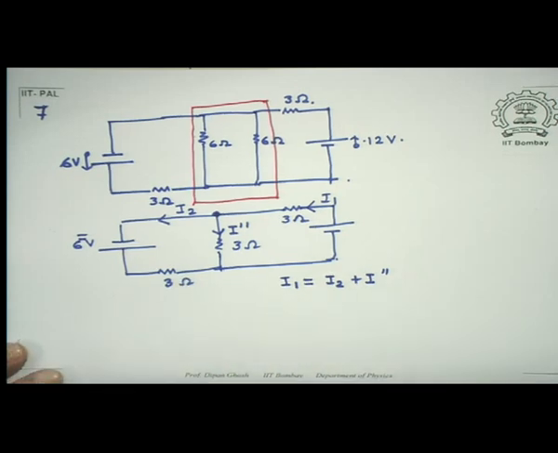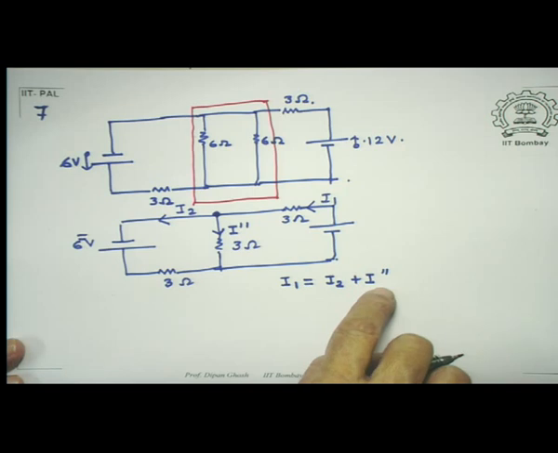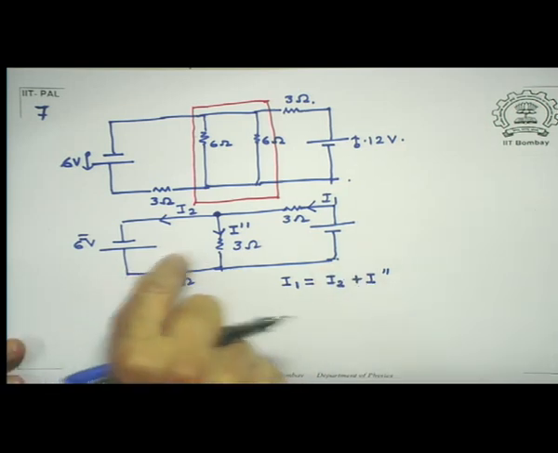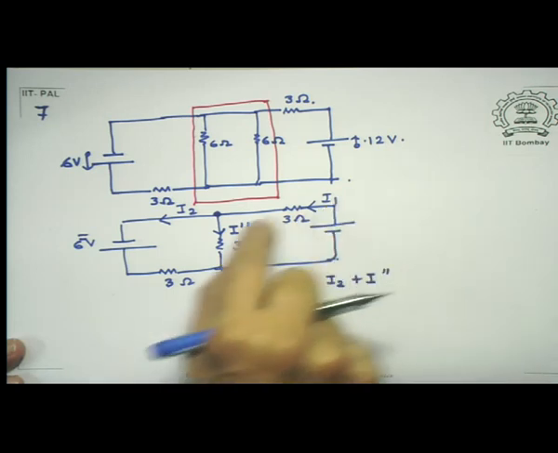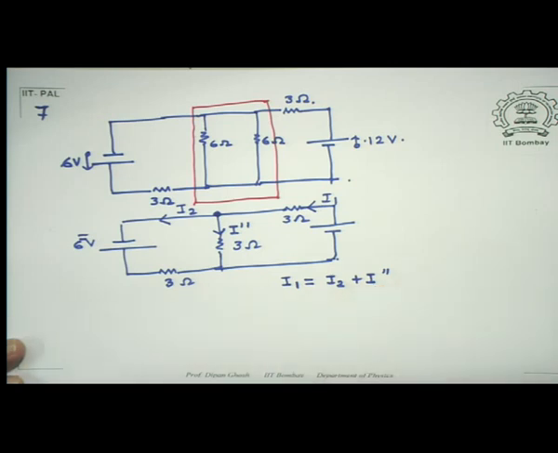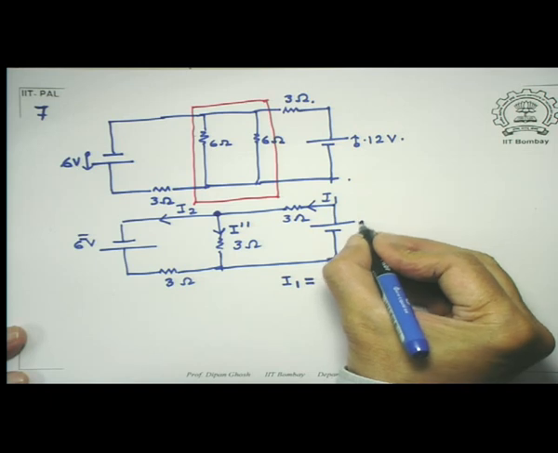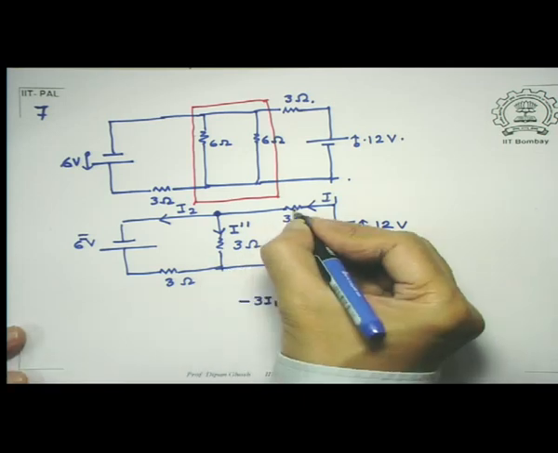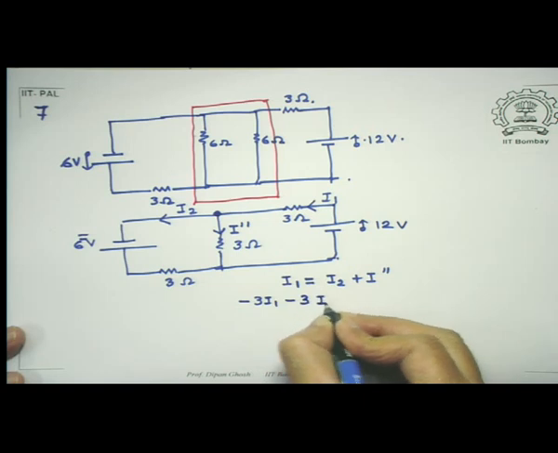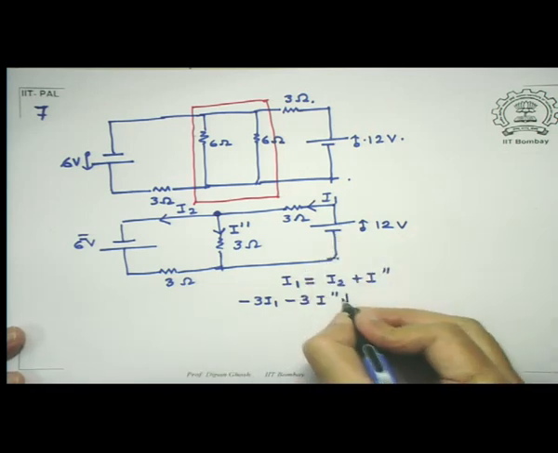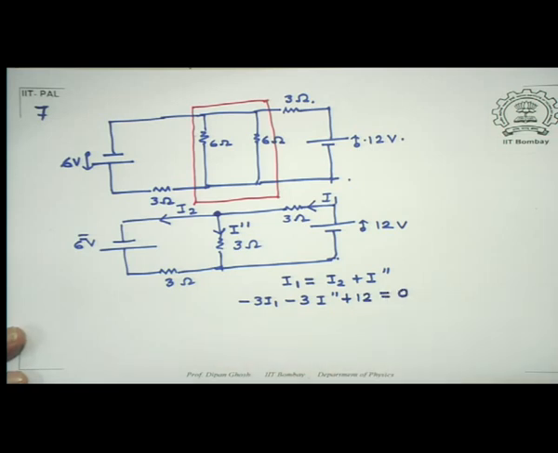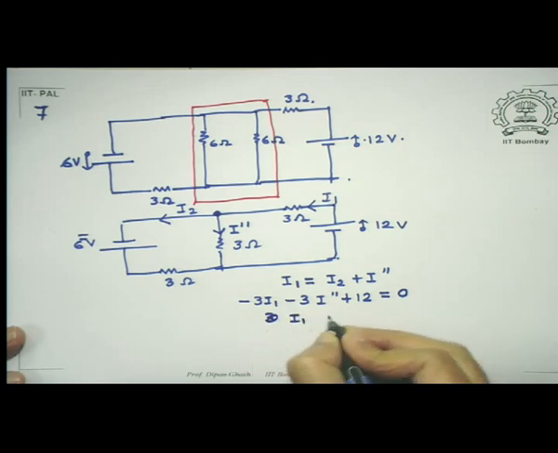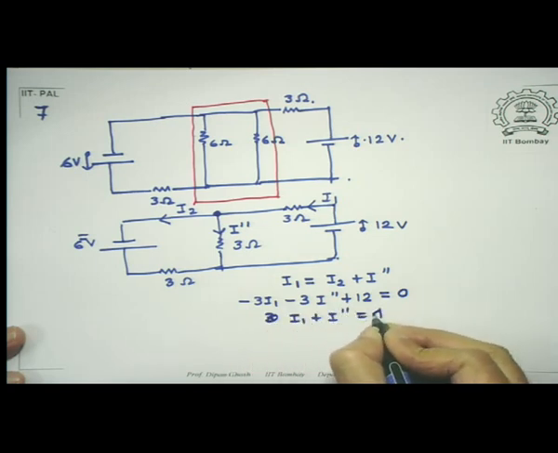Now then, I have the following. You notice that once I have done that, I don't need any more junction rule. The reason is, I have three unknowns here, I1, I double prime and I2. One is taken care of by the junction rule, and the second and the third will be taken care of by choosing two loops. So look at this now. So this was a 12 volt. So minus 3 I1, going like this, minus 3 I double prime plus 12 is equal to 0. So in other words, I1 plus I double prime is equal to 4. This is one of the equations.